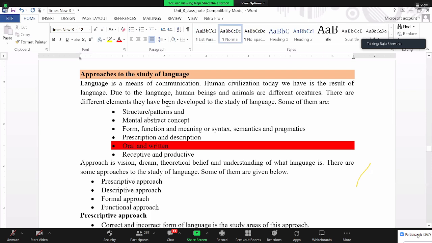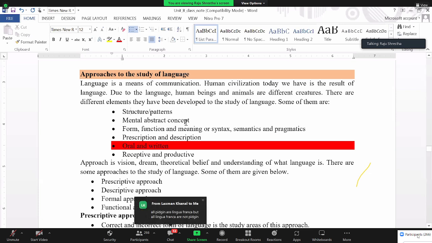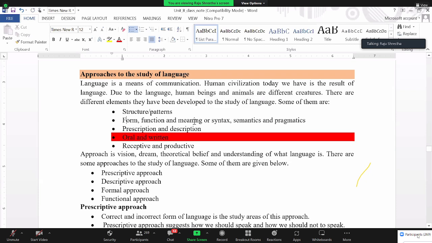There are different elements that have been developed for the study of language. Language मा structure हरु हुन्छ, pattern हरु हुन्छ, हैन, structure and patterns are there. Then mental system. Then form, function, meaning, syntax, semantics, pragmatics, prescription, description, oral language, written language skills, receptive skills, productive skills. So these are just some key points for the discussion.